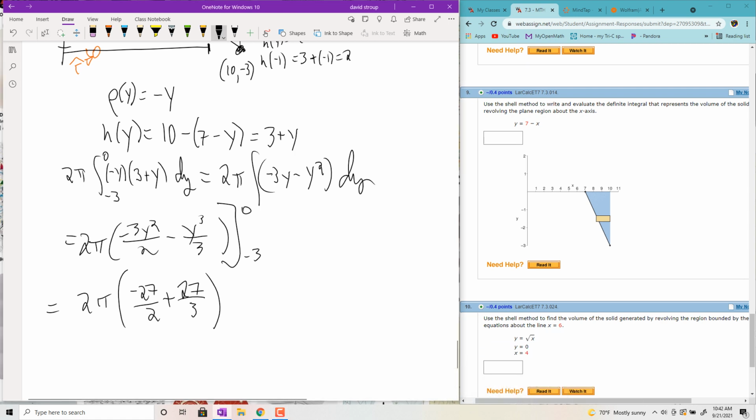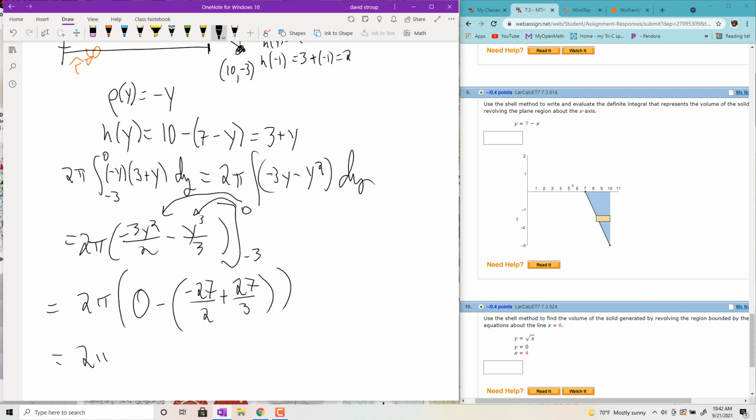Oh, I see what I reversed. I've got to put 0 in first. That'll make a difference. So plugging in 0 first, like I'm supposed to, I would just get 0 and then minus whatever, right? So now I put in the -3 and I get -3 times 9, so that's -27 halves. Then minus, that becomes plus 27 thirds.